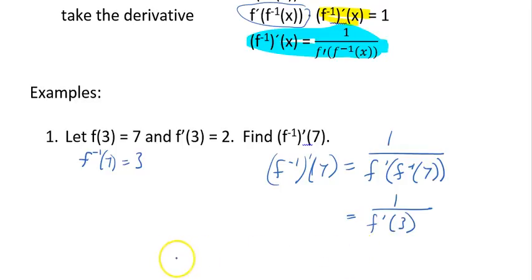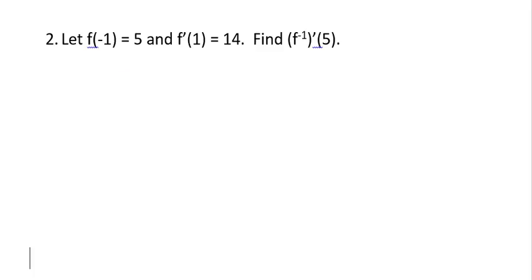Well, what is f prime of 3? They actually gave that one to us. F prime of 3 is 2. So 1 over 2. So the answer to f inverse prime of 7 is 1/2. You just have to know how to plug in and how to get those values.